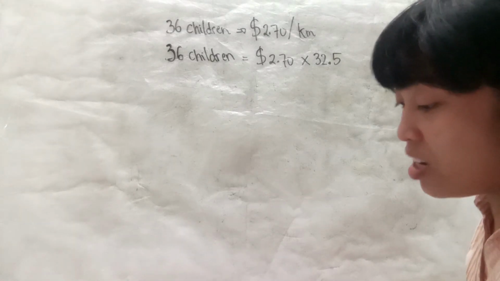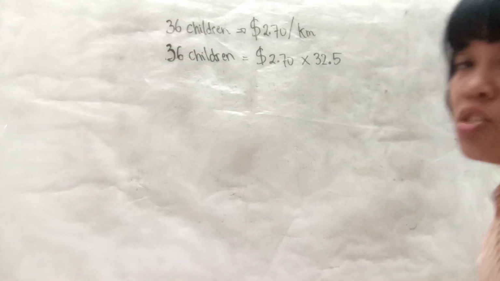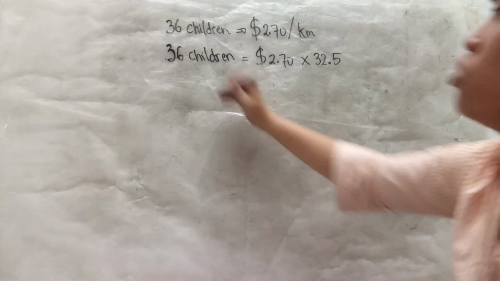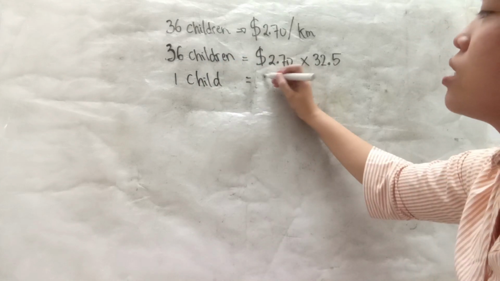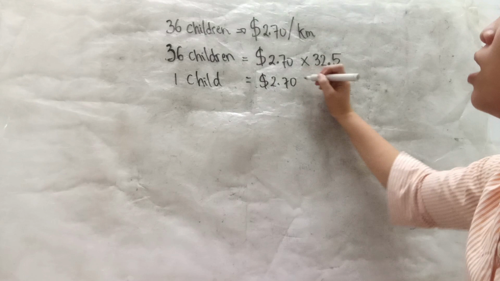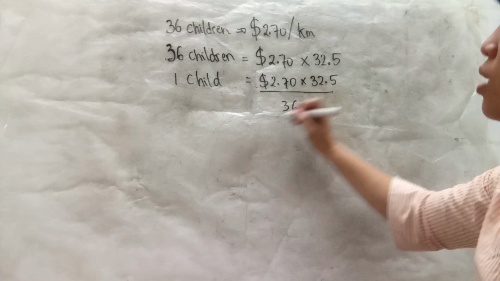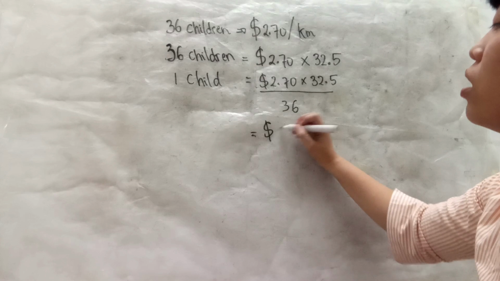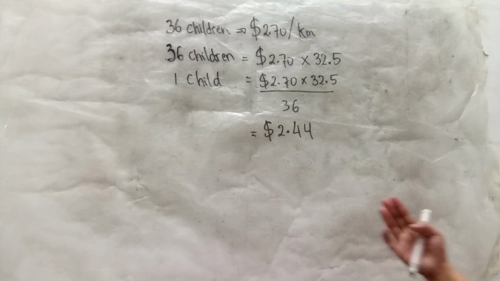After that, the question asks for each child, or for 1 child. This is for 36 children. So find for 1 child. So for 1 child, you just have to divide this times 32.5 by 36. So later, the final answer, you will get $2.44. This is for number 1A. Next, we go to 1B.